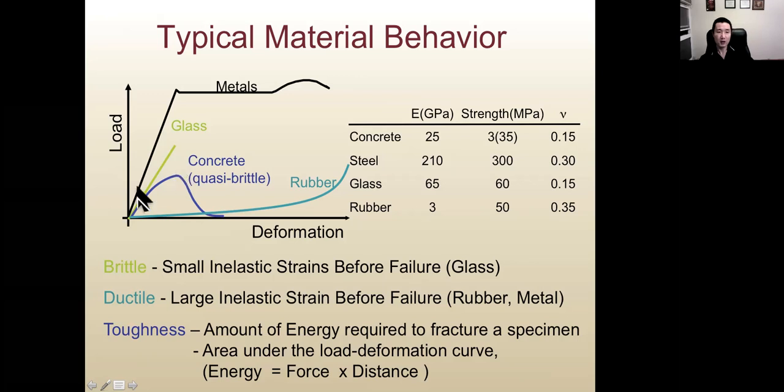The load and deformation curves are quite different for these materials, as we can see from here. But for glass, the green curve, we can see the slope of the curve is very constant, which means the E value does not change when we increase the load. However, at peak load, glass will just break. After peak load, glass will fail suddenly and cannot resist any load, and we call this type of materials brittle materials. So brittle materials such as glass have very small inelastic strain before failure.